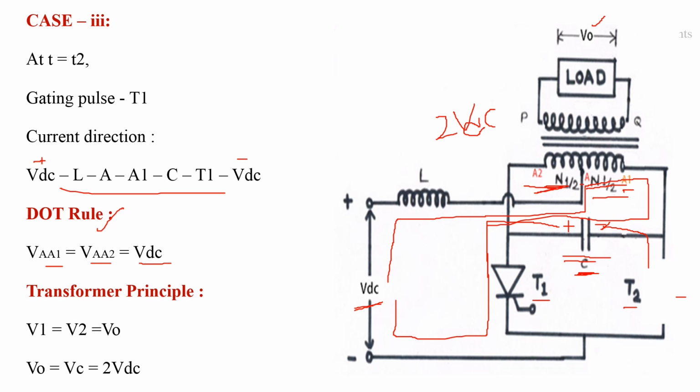And according to the transformer principle, it transfers the total amount of primary voltage to the secondary winding voltage, that is V1 is equal to V2. Here the load is connected across the secondary winding of the transformer, so V2 is equal to the load voltage, that is this one. And we already know the total amount of primary voltage appears across the capacitor. So finally we can conclude that V0 is equal to Vc is equal to plus 2 VDC. This is the third case of working of parallel inverter, and the same procedure repeats for the remaining time intervals.